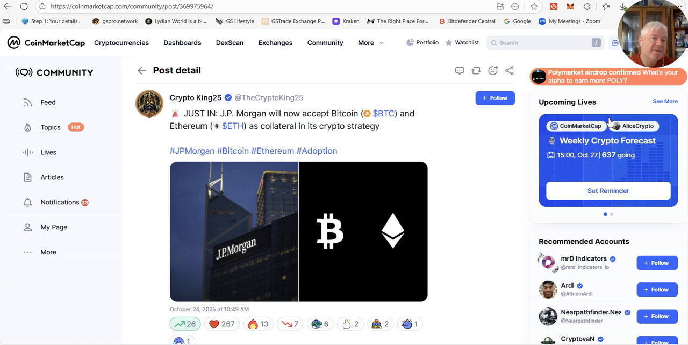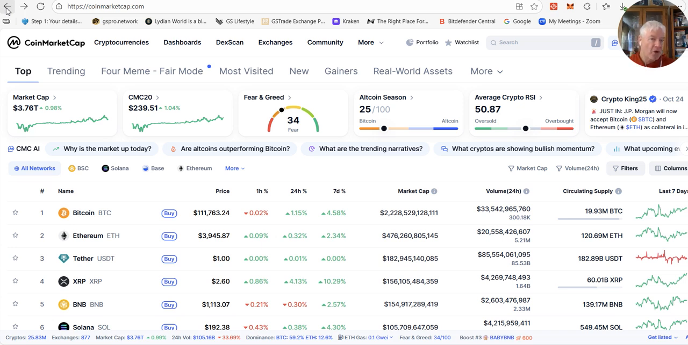Today's date is the 25th of October 2025. So just in, JP Morgan will now accept Bitcoin and Ethereum as collateral in its crypto strategy. Well, there you go, right? It's all coming mainstream. Before you know it, crypto, blockchain technology, it's very positive. Where do you think we'll be in 5 years' time? Massive development. Banks are looking at it. Wall Street's looking at it.